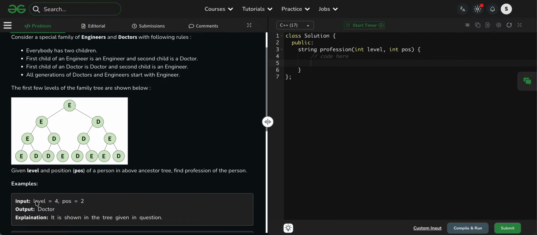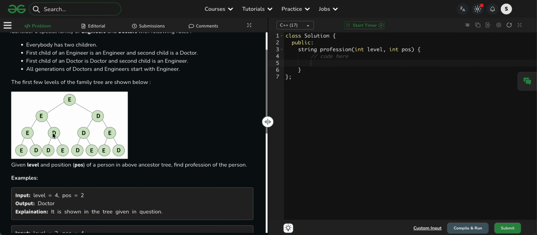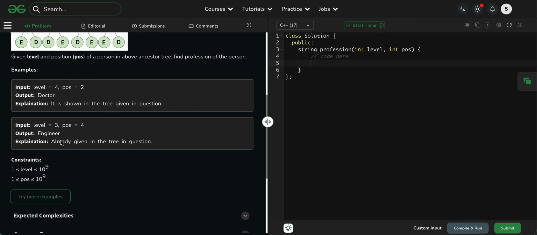So here this is level 4. Level 4 is 1 level, 2 level, 3 level, 4 level. Position 2, what is it? Doctor. It is shown in the tree given in the question, right? That's the doctor. Now here, level 3 position 4 is an engineer. Got it?